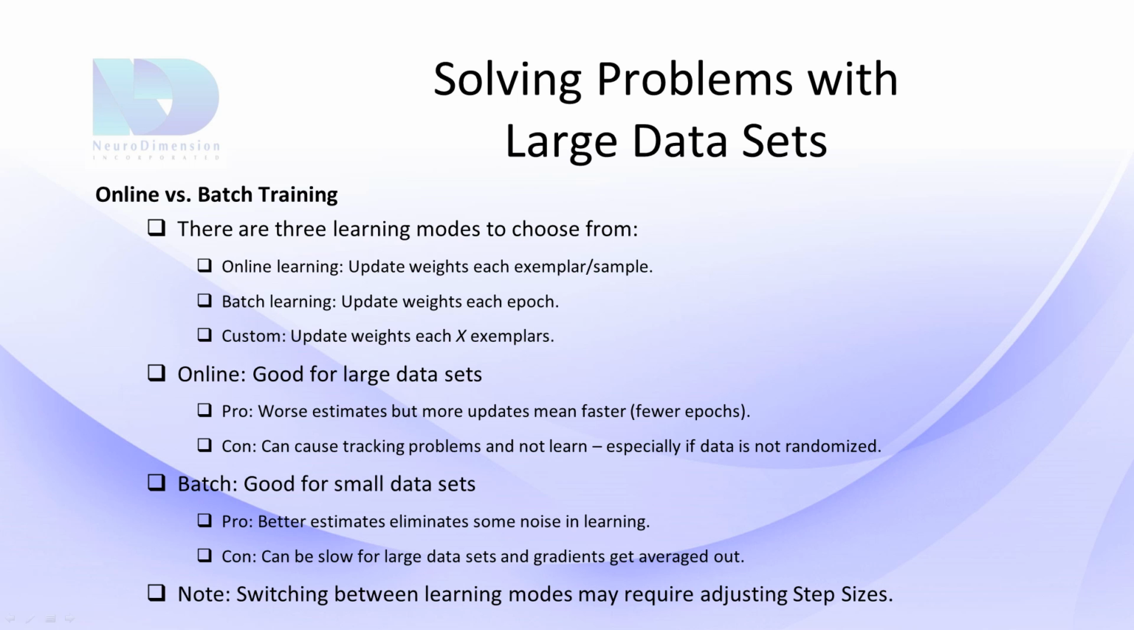For small to medium-sized data sets, batch learning tends to train the fastest, but it can also be slow for large data sets as the gradient averages out all to zero, which makes it easier to get stuck in a local minima.